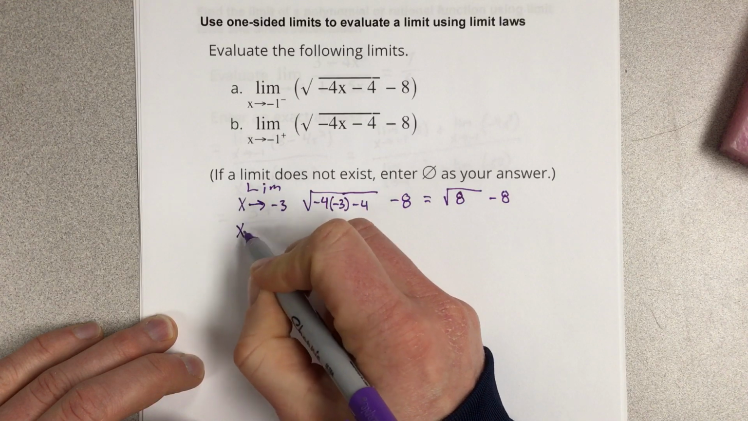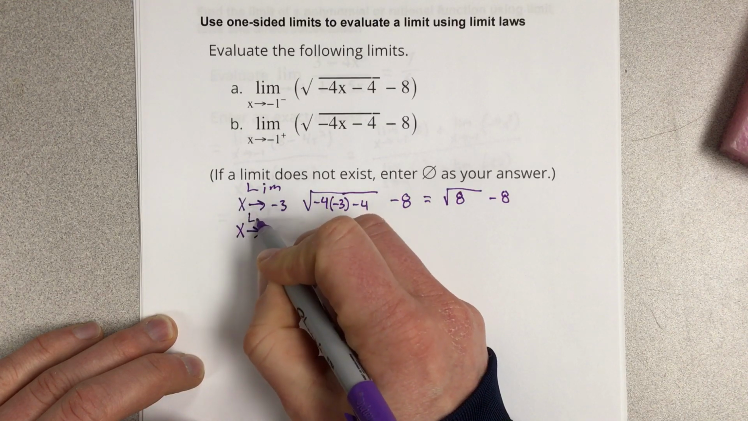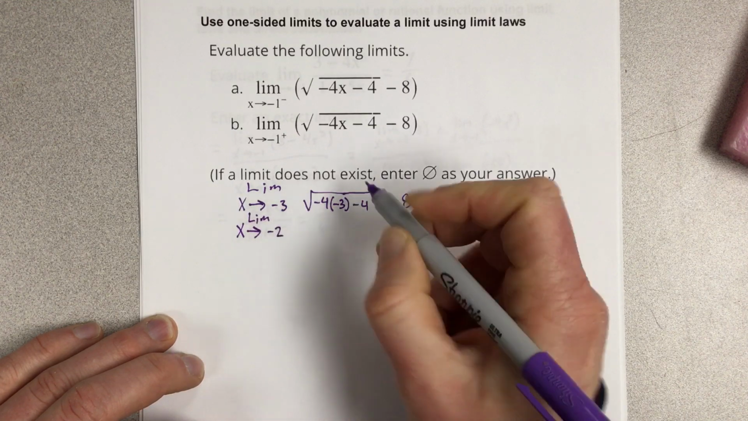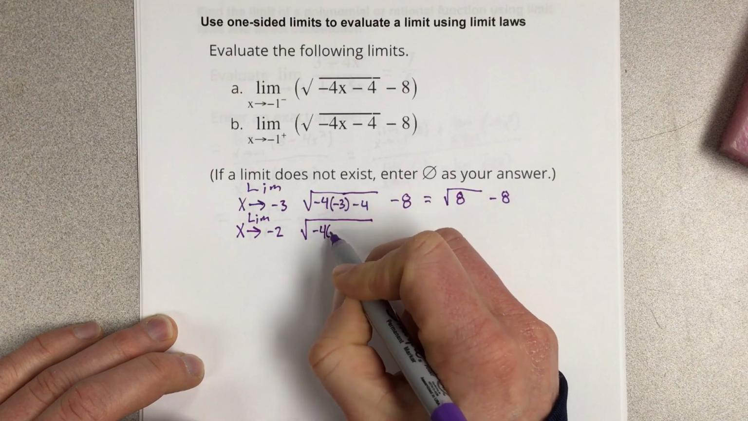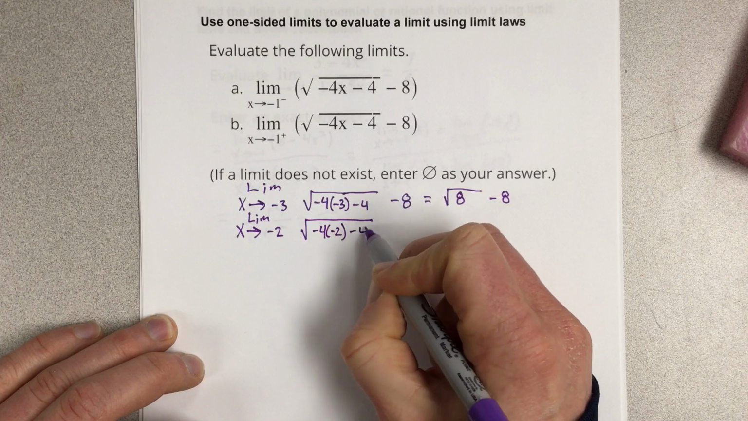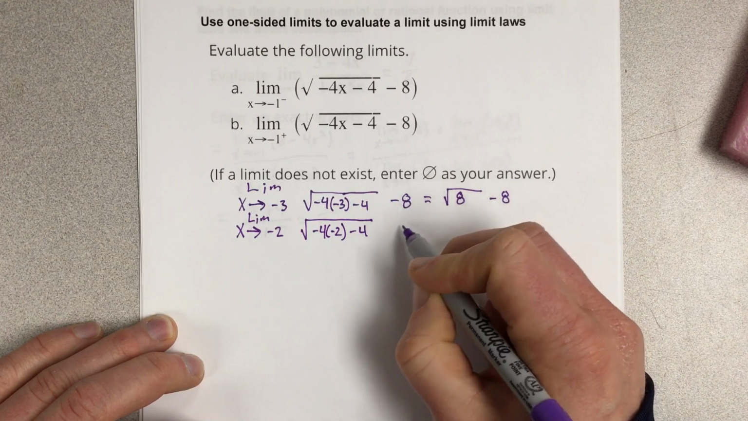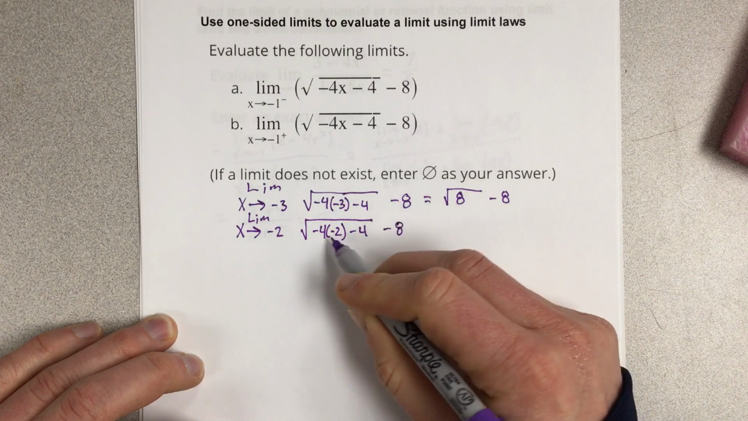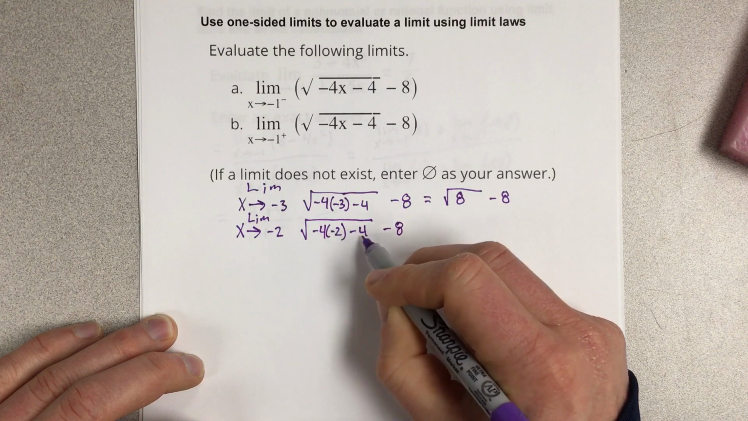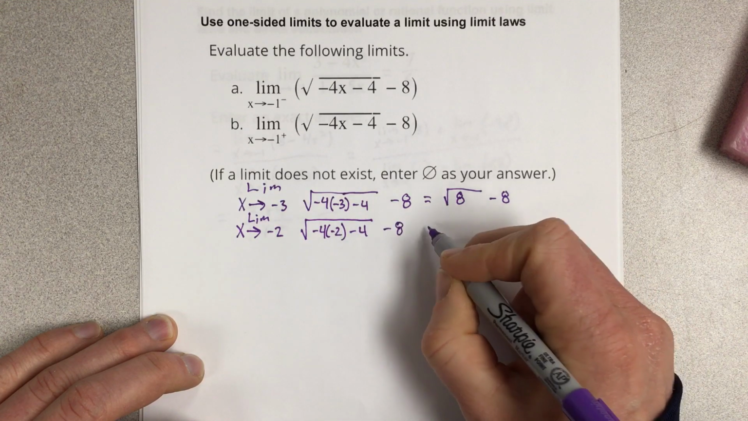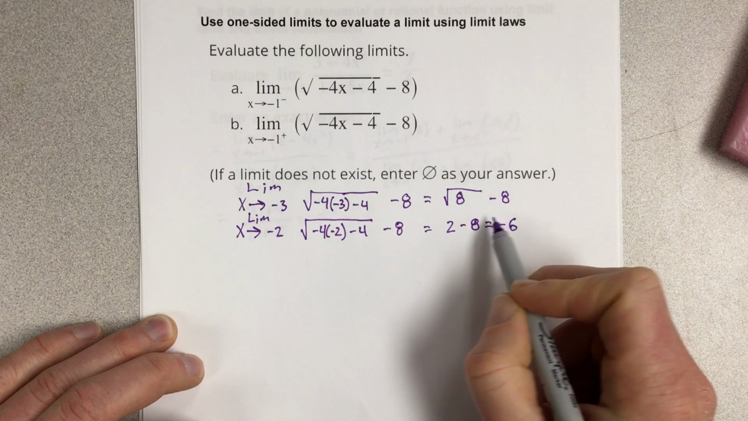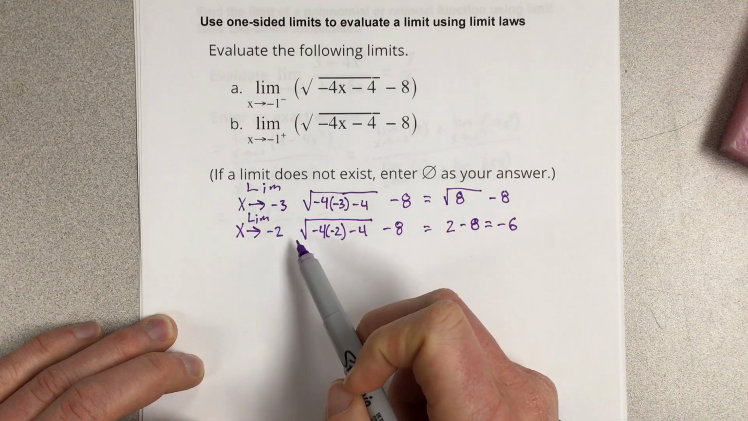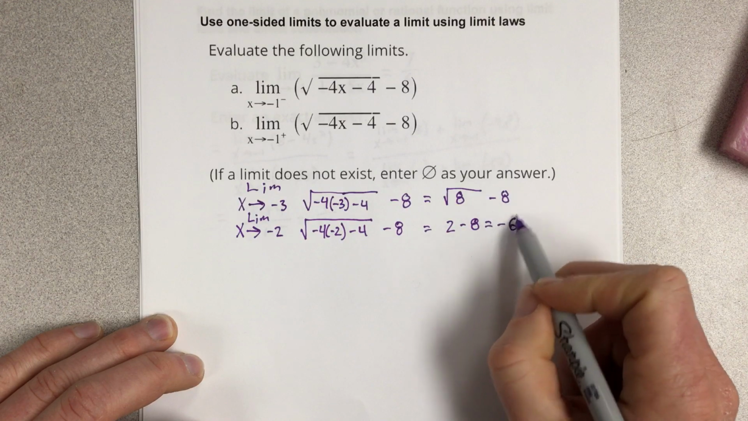If we look at x as the limit as x approaches -2, then we would get -4 times -2 minus 4. So we end up with 8 minus 4, which is 4. So root of 4 would be 2, minus 8, which is -6. So you can see that we're getting real number values here.